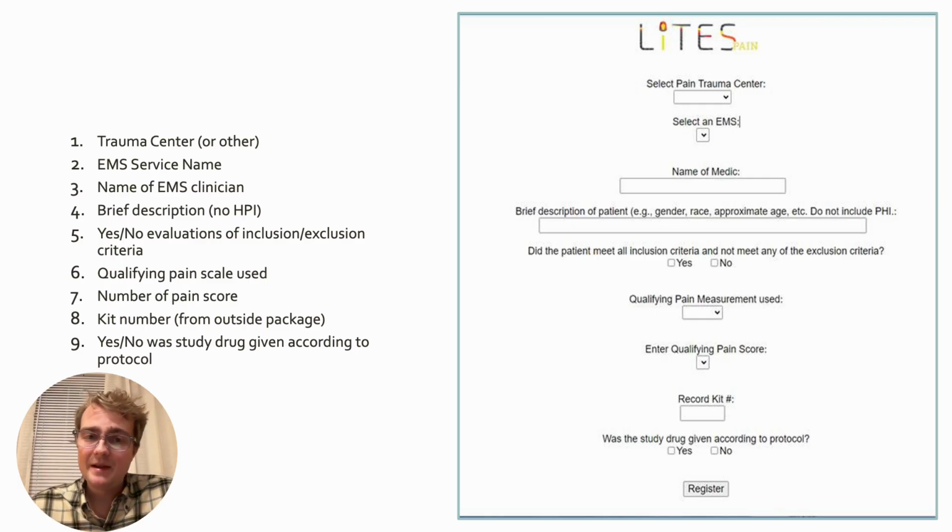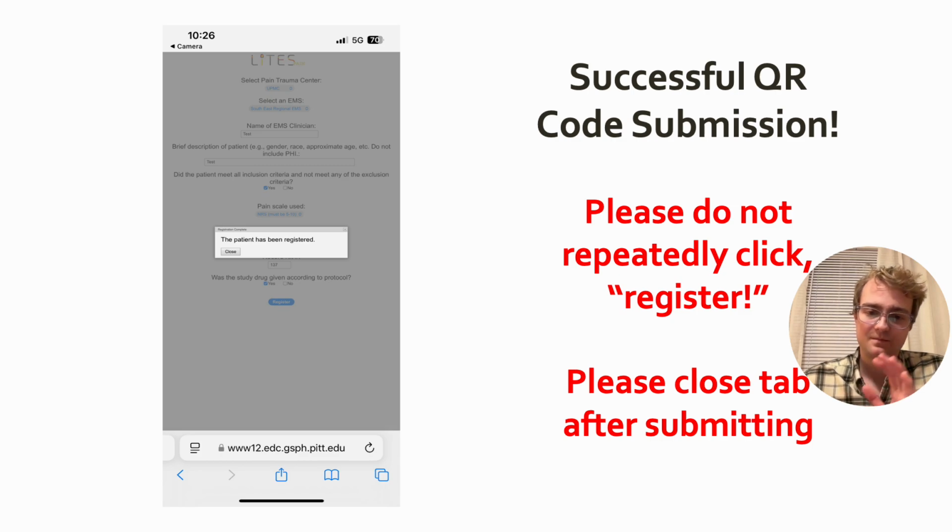So we don't need any PHI in this survey. We just want a very rough description so we can easily find the patient. Something like 60-year-old female, femur fracture would be perfectly adequate, just so we can track them down and be notified that there was an enrollment. Once you click submit, we ask that you close the tab and don't continue to click submit. If you don't close the tab or if you keep hitting register, it keeps populating patients and just sending emails constantly to the study team.